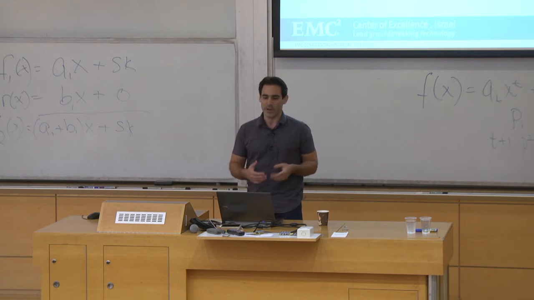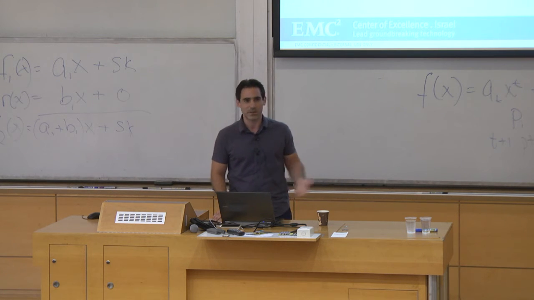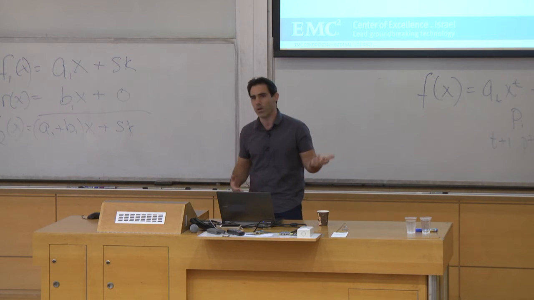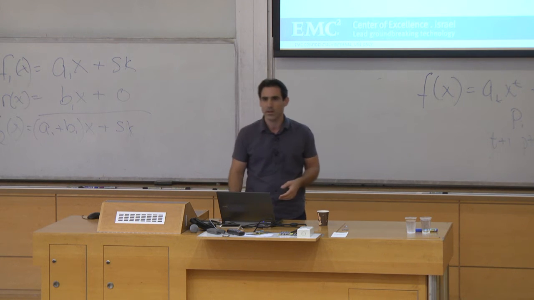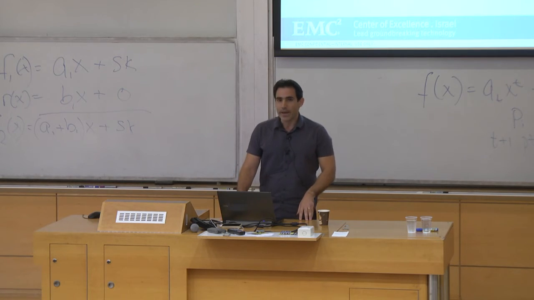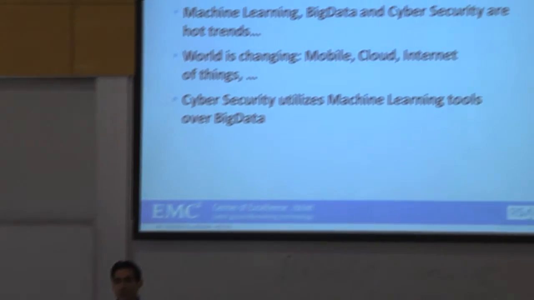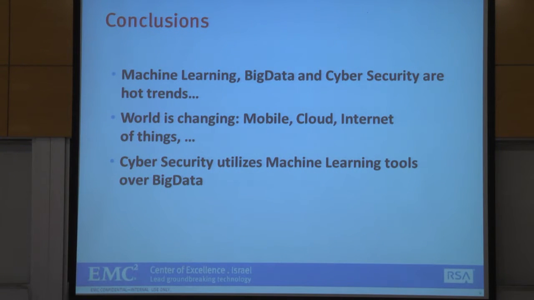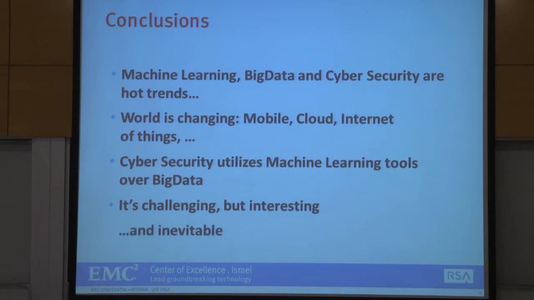And the hot trends: machine learning, big data, cybersecurity, everybody speaks about them. And the world is dramatically changing. There's mobile, the movement to the cloud, the Internet of Things. It's very different from what it used to be 5 years ago. And cybersecurity utilizes, or tries to utilize, machine learning tools over big data. So again, here are the three buzzwords. It's very challenging, it's also very interesting, and most importantly, I think it's inevitable. So that's the conclusion. Those of you who want to catch the next train to Tel Aviv, please do so now.